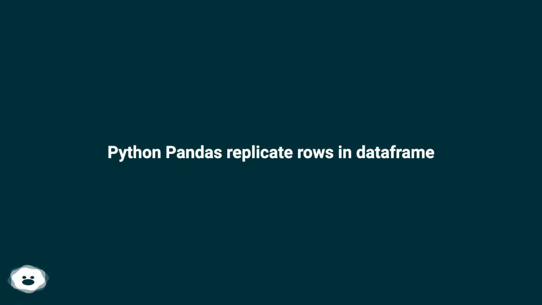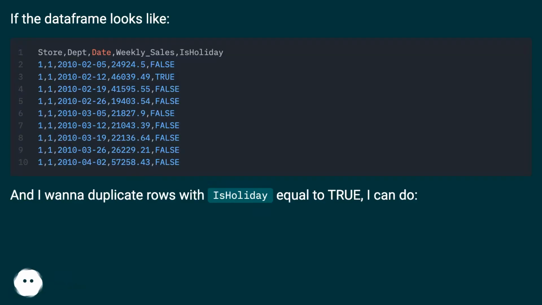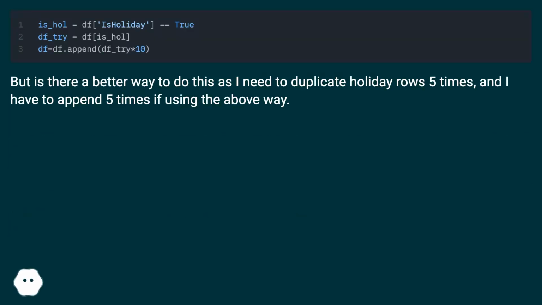Python Pandas replicate rows in Dataframe. If the Dataframe looks like this, and I want to duplicate rows with a holiday equal to true, I can do this. But is there a better way to do this, as I need to duplicate holiday rows 5 times, and I have to append 5 times if using the above way.